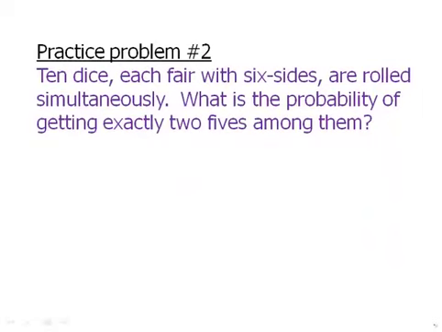Practice problem 2. 10 dice, each fair with 6 sides, are rolled simultaneously. So we're doing 10 different trials. Again, all of these are independent. What is the probability of getting exactly 2 5s among them?